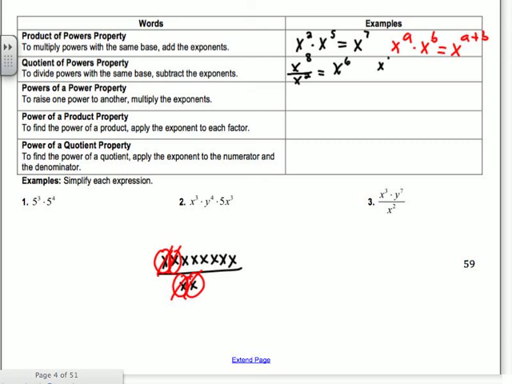So if I have x to the m over x to the n, it's x to the m minus n. So x to the m over x to the n equals x to the m minus n.